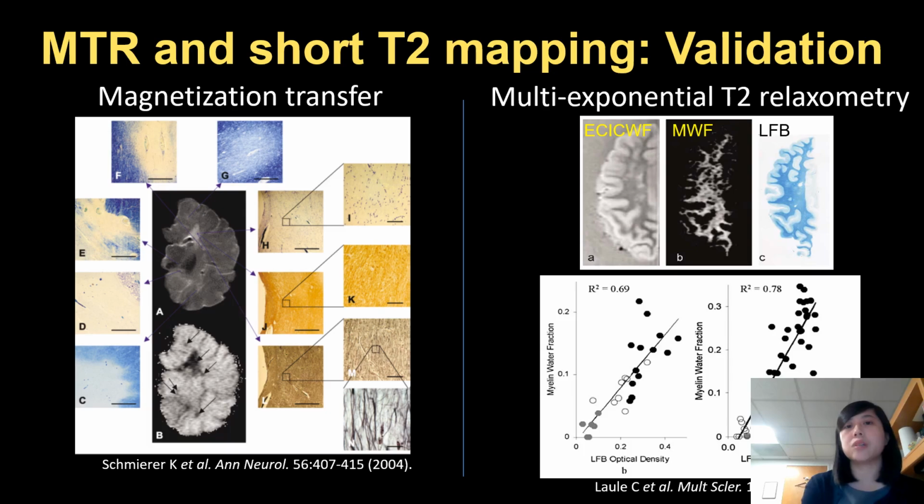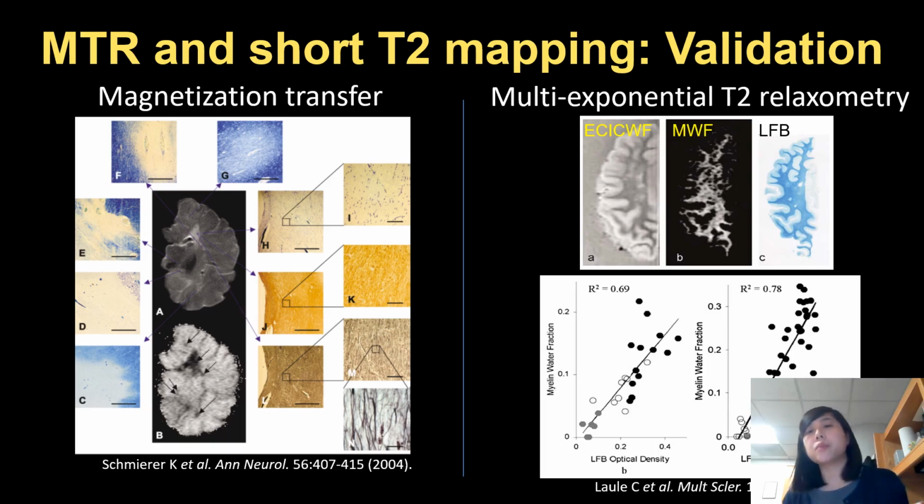versus remyelination. So focusing first on magnetization transfer, the MTR has been validated by postmortem studies and showed high correlations with myelin when lesions and normal appearing white matter were considered together.